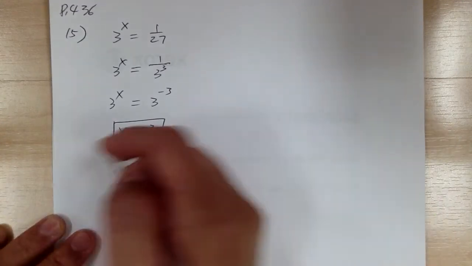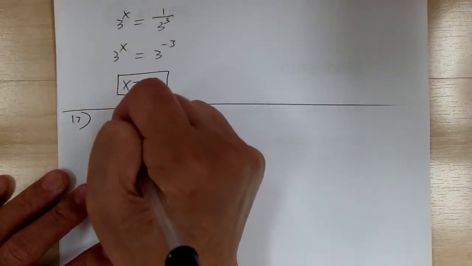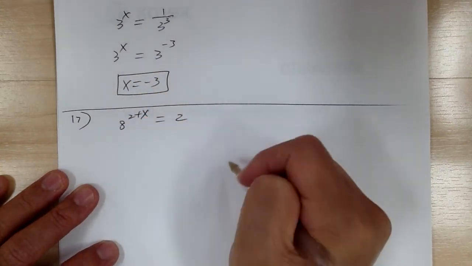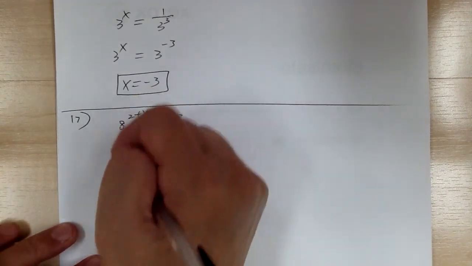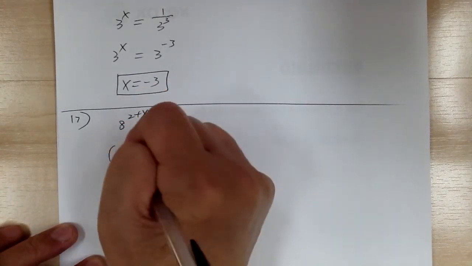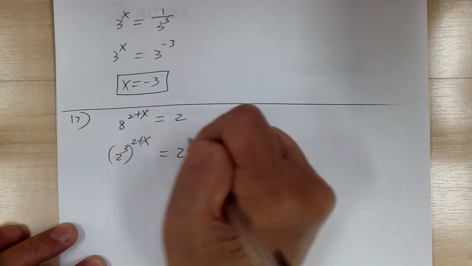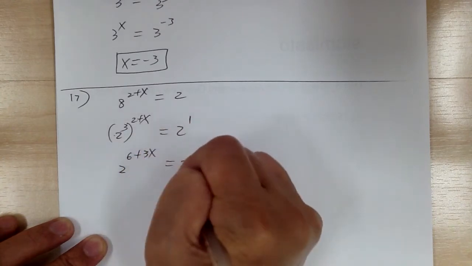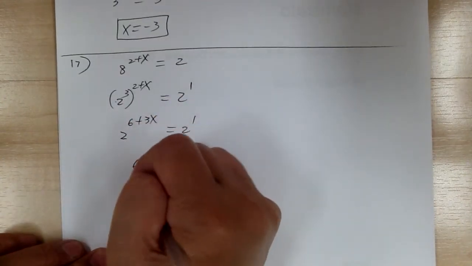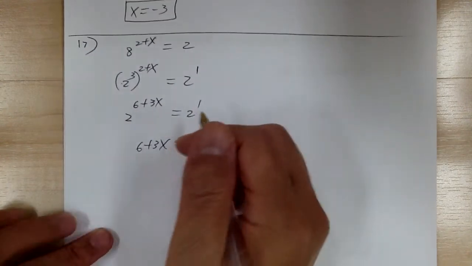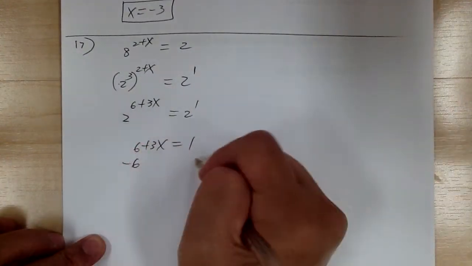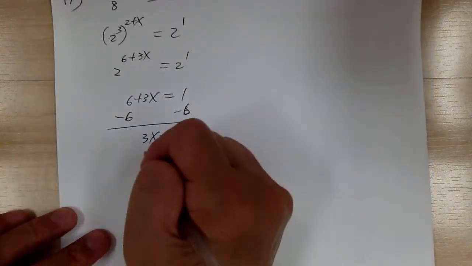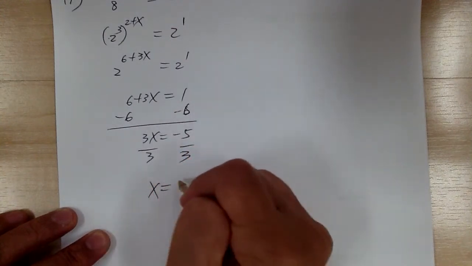Okay, next one, 17. You've got 8 to the 2 plus x equal to 2. So let's make the lowest base possible. 8 is 2 to the 3 power, and I'm going to put this as 2 to the 1. So when you multiply, you get 2 to the 6 plus 3x equal to 2 to the 1. Match it up. So you've got 6 plus 3x equal to 1. Minus 6 on each side, so you've got 3x equal to negative 5. Divide by 3, divide by 3. So x equal to negative 5 over 3.